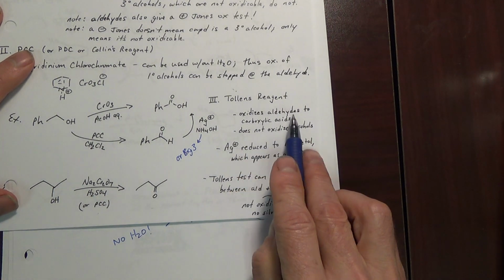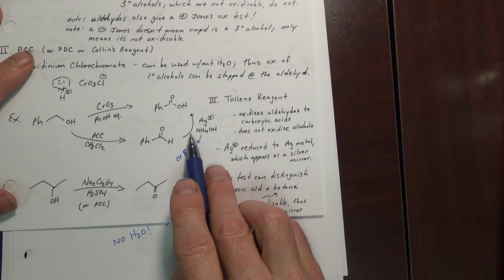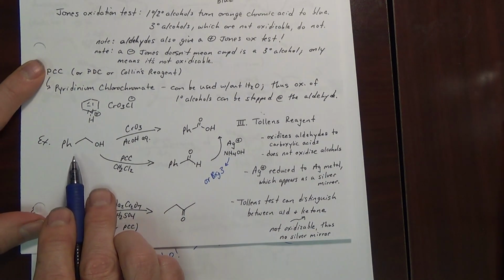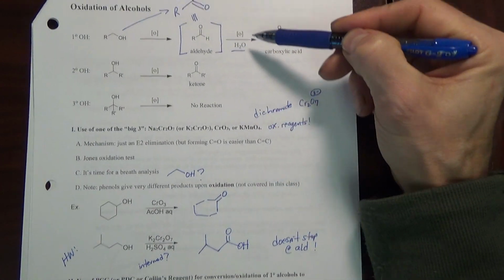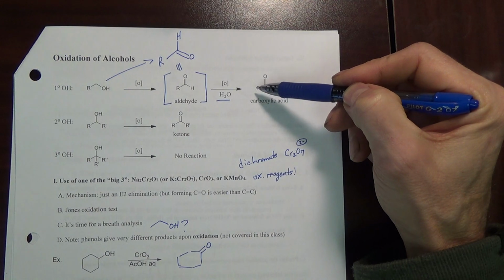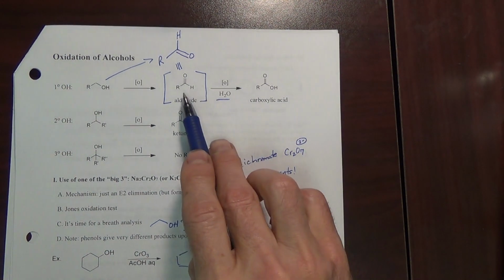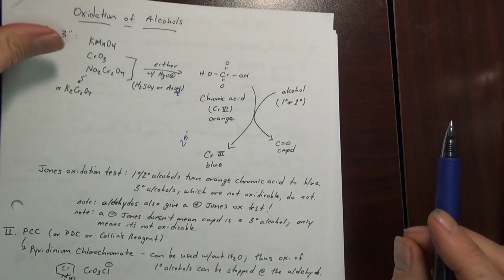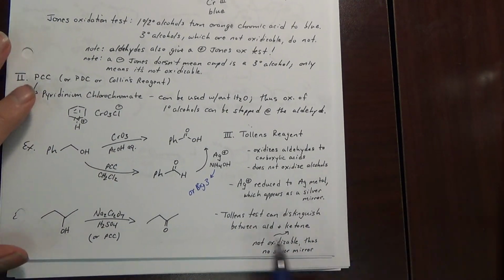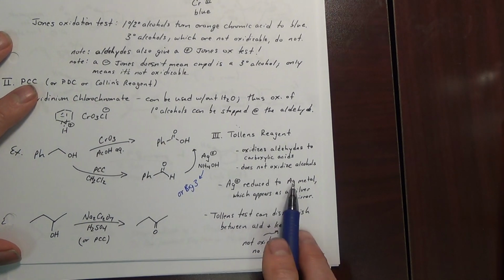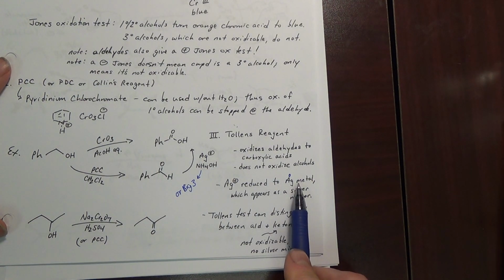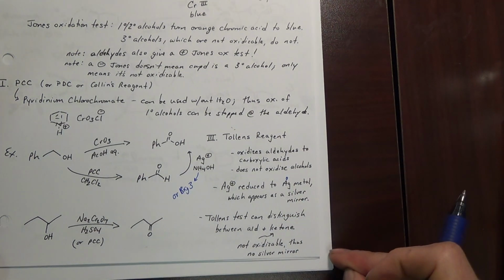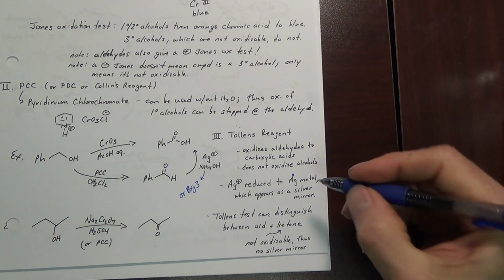The Tollens reagent oxidizes aldehydes to carboxylic acids, but it does not oxidize alcohols. Okay? So it only does this here. The big three would do that there and also this. In this reaction, the silver ion gets reduced to silver metal. And metals are not soluble, so it will deposit, and the silver will look like a mirror on your flask, called a silver mirror.